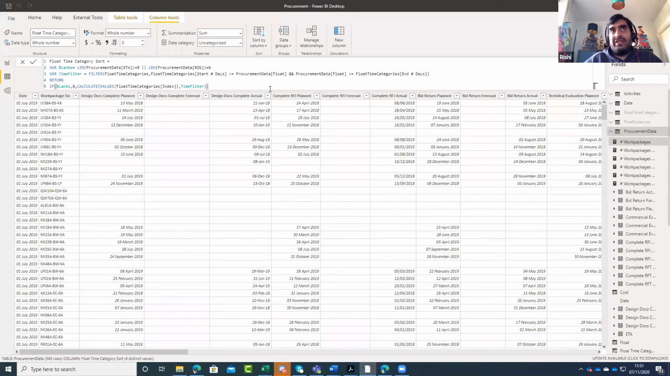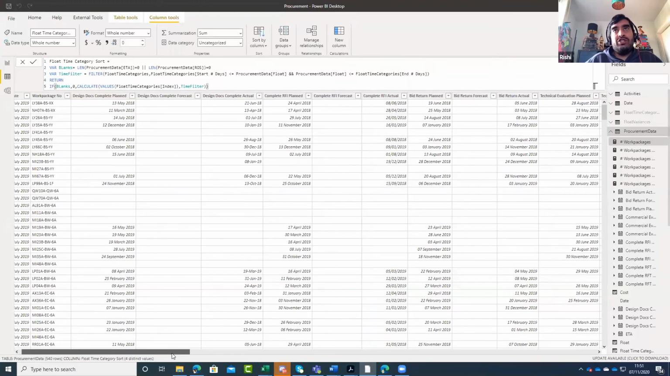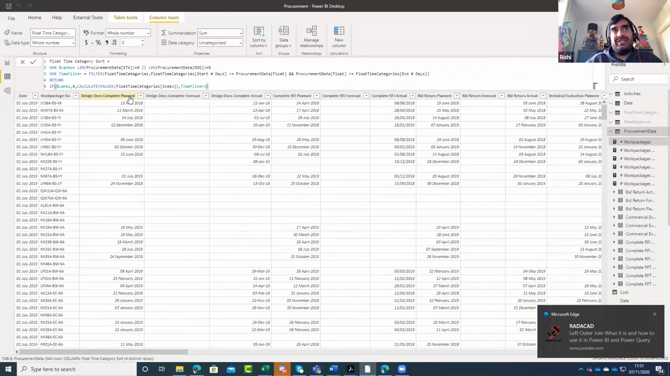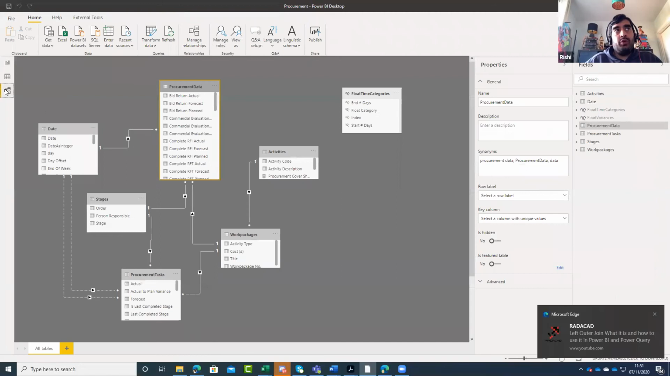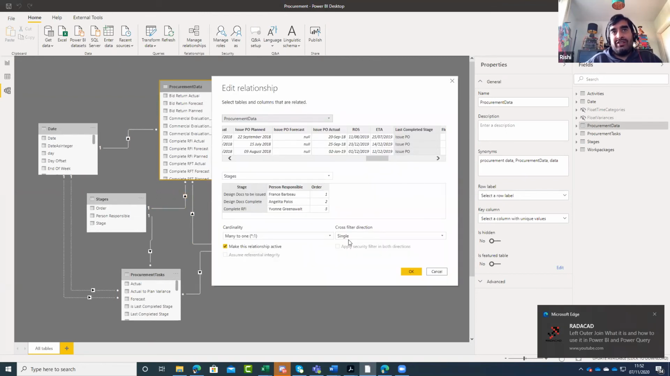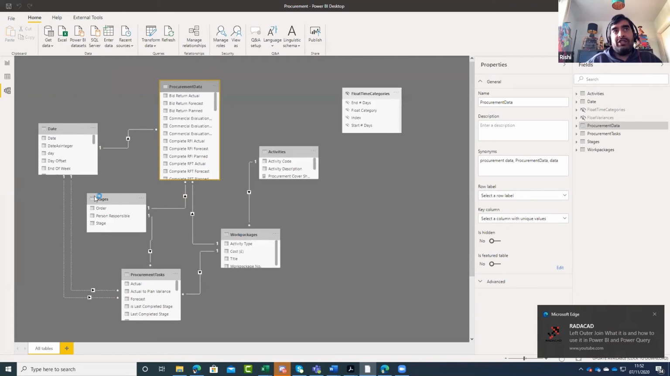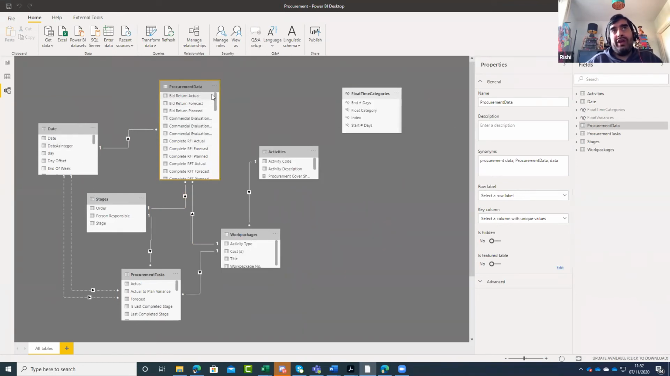Now, this was relatively simple, but the second example, where we wanted to look at the stages, was a lot more complicated. If we have a date table, I've got a date table here with one-to-many against your extract date, and we've also got work packages and stages. Stages just links into last completed stage, because we can then slice and dice by stages. So these are our dimension tables: work packages, stages, and date. We link those in a one-to-many relationship to our fact table here, the procurement data. So that works.